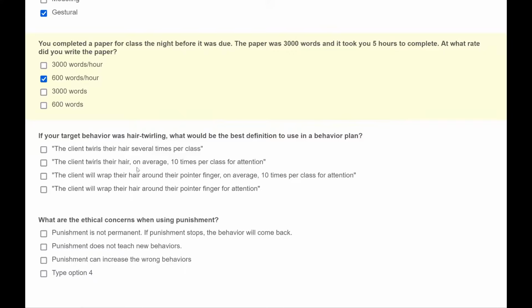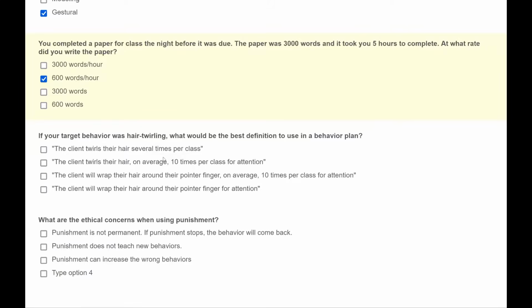B, the client twirls their hair on average 10 times per class for attention. It's better, right? We have a function, we have an average amount of data. However, the client twirls their hair still isn't specific. Now you might say, well, we know what hair twirling looks like, but what if my opinion of hair twirling looks different than yours? That's a problem. That's why we have to write this explicitly. So no matter who sees it, okay, we're all measuring the same thing.